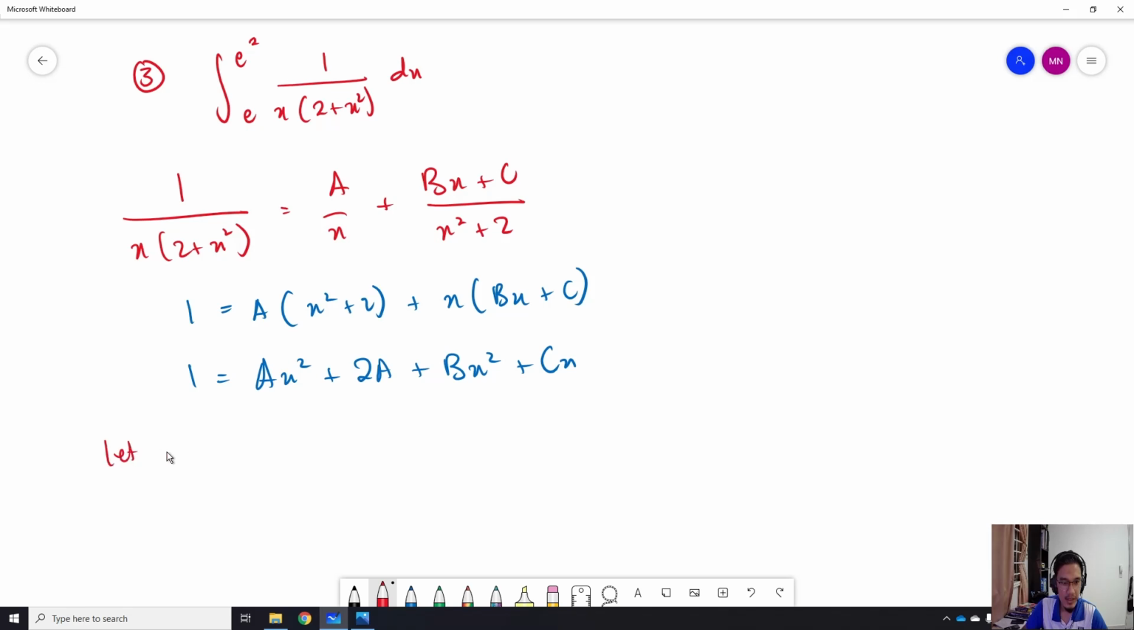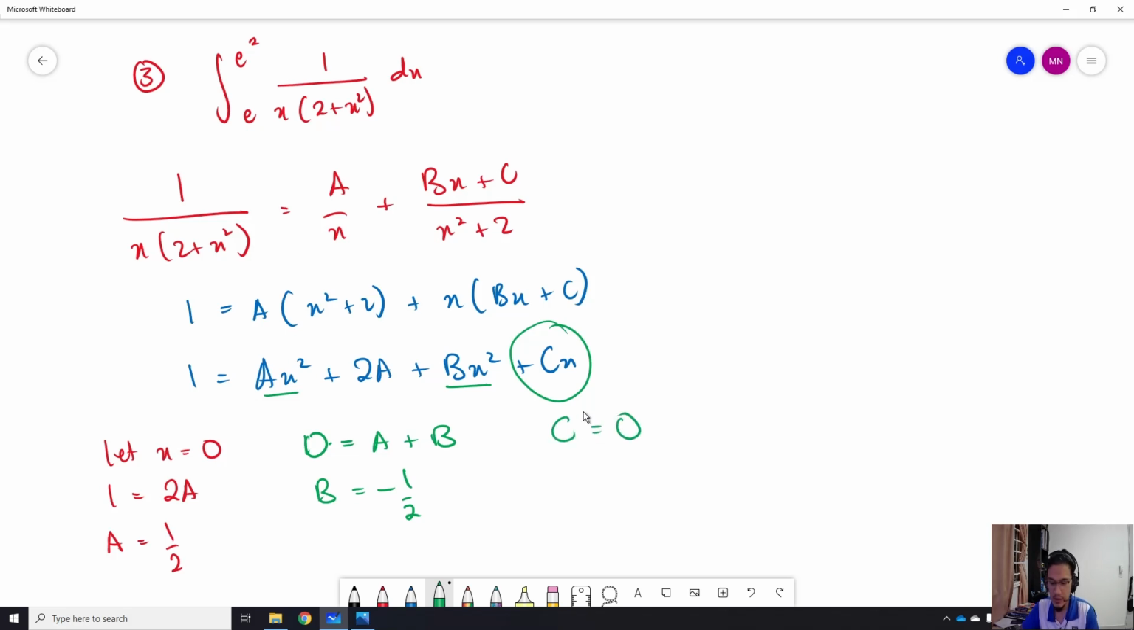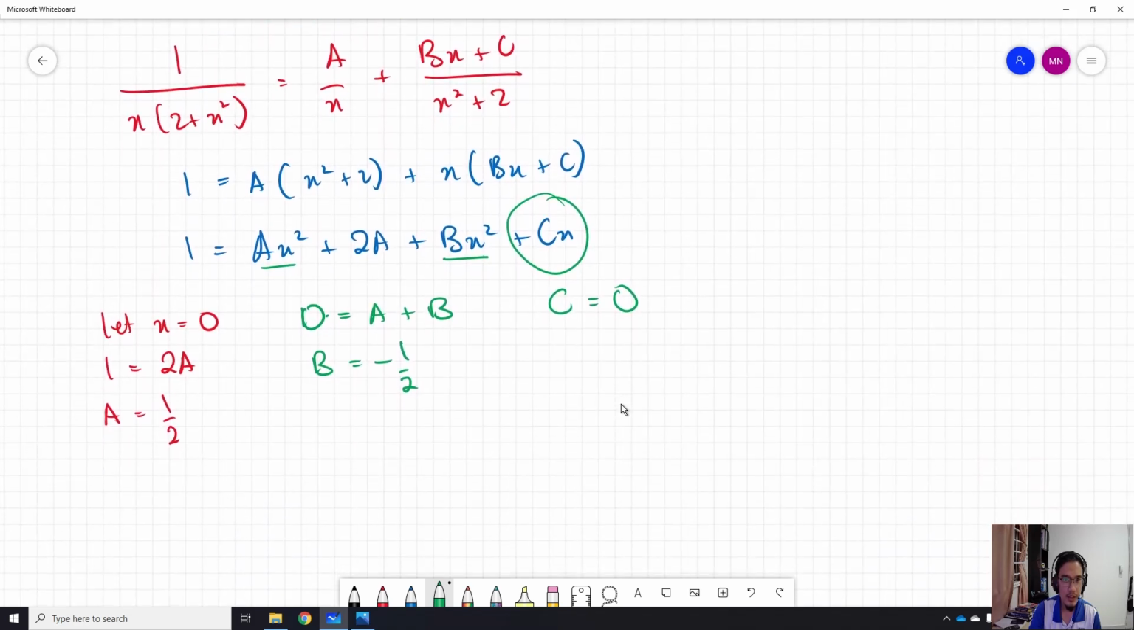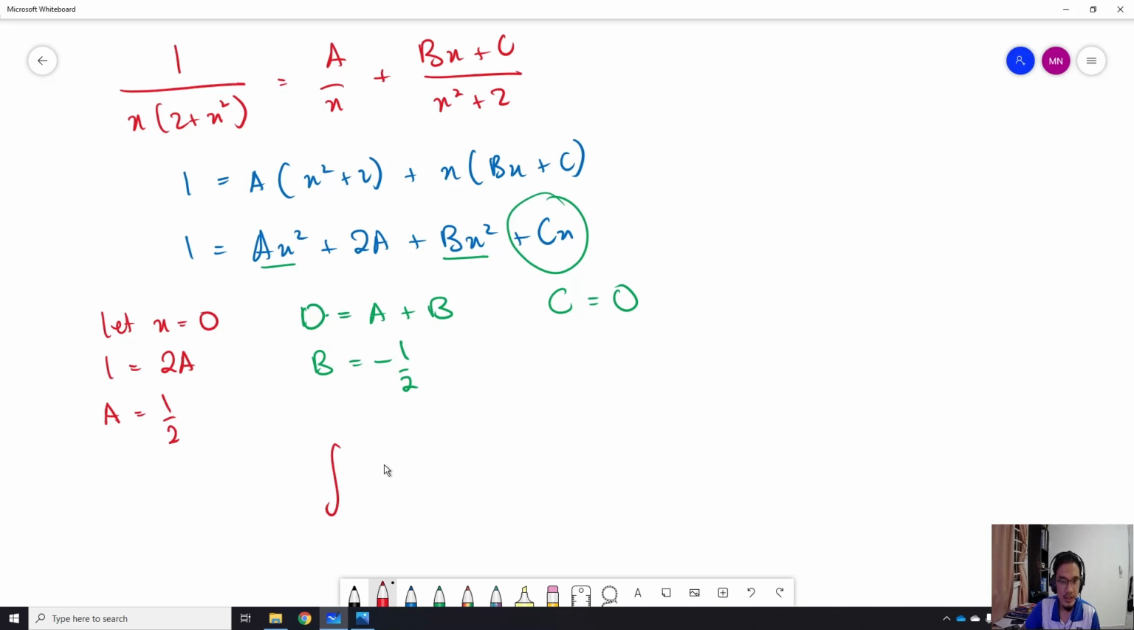Now we let x equal to 0. When x equals 0, what is left is 1 equal to 2A, so A is equal to 1 over 2. Now let's look at the coefficient of x². So 0 is equal to A plus B. A is already 1 over 2, so B is negative 1 over 2. And the only coefficient of x is Cx, so C is equal to 0. Now we resubstitute into the integration, which is 1 over 2x minus x over 2(x² + 2) dx.